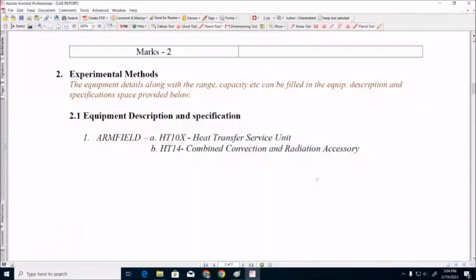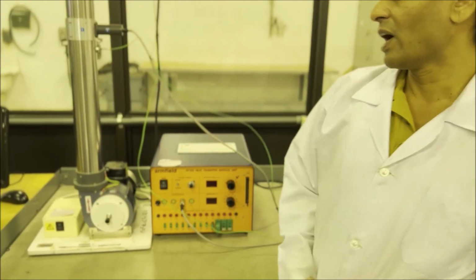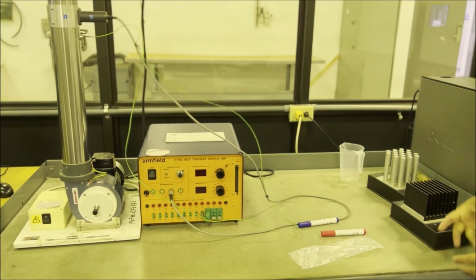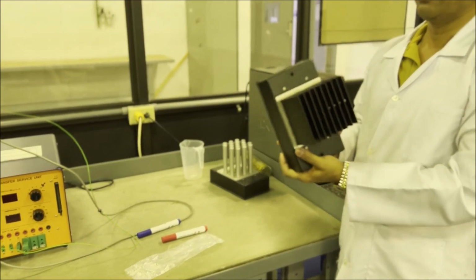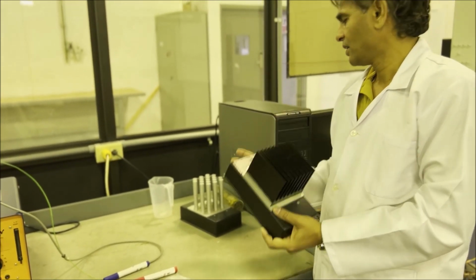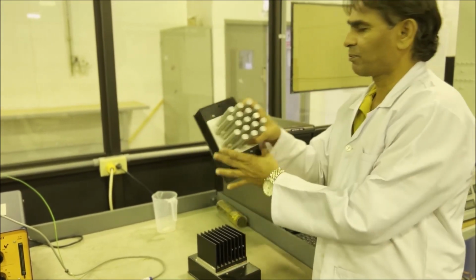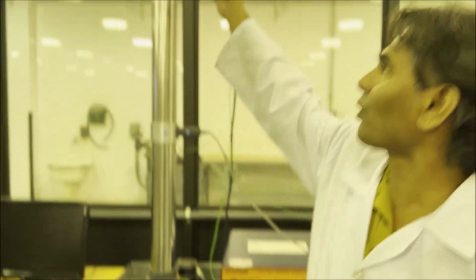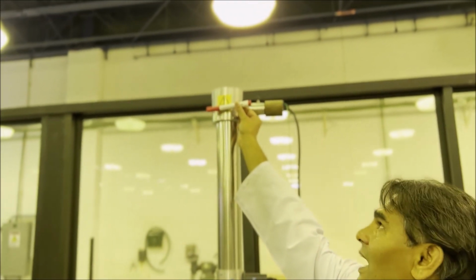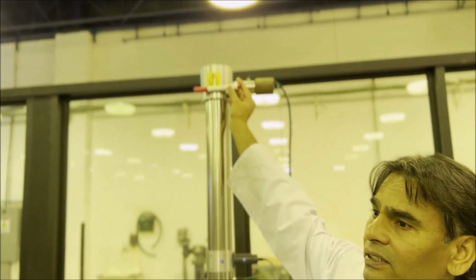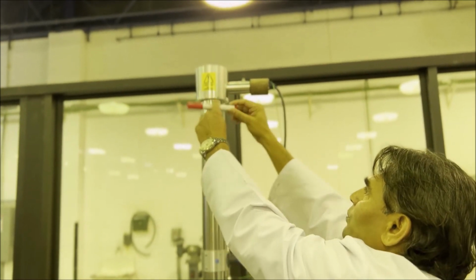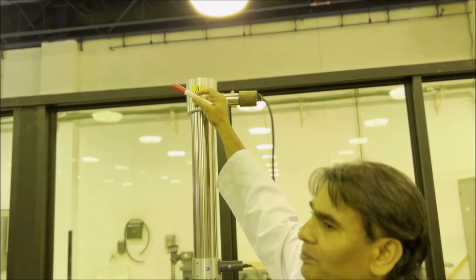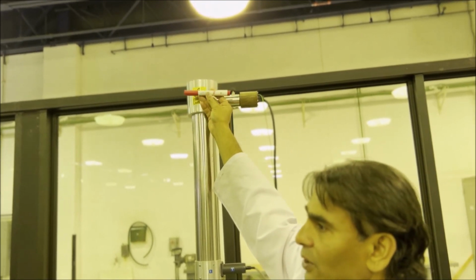First I will explain the equipment description, and then we'll go to the objective. We have a lot of examples, or we can take free convection from pins. There are a lot of configurations we have, but we choose a single rod. The rod is like this, and this rod is connected to the heater, and there is one thermocouple.